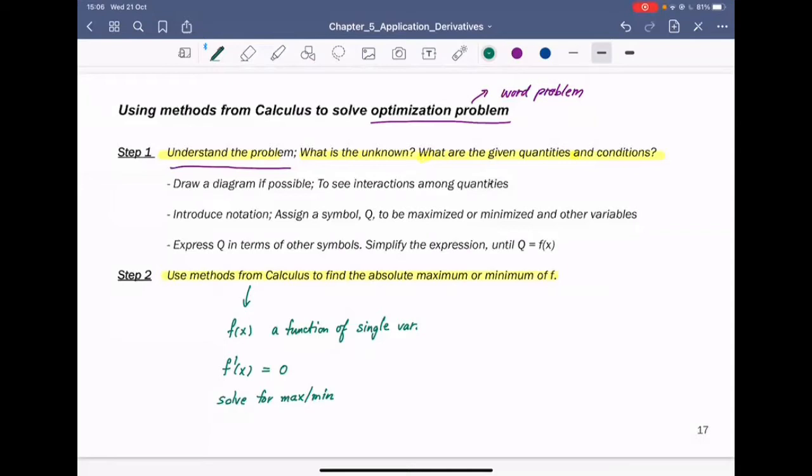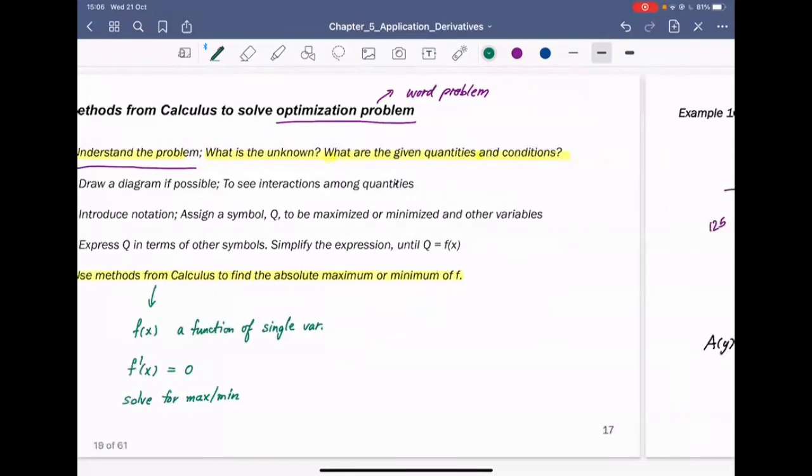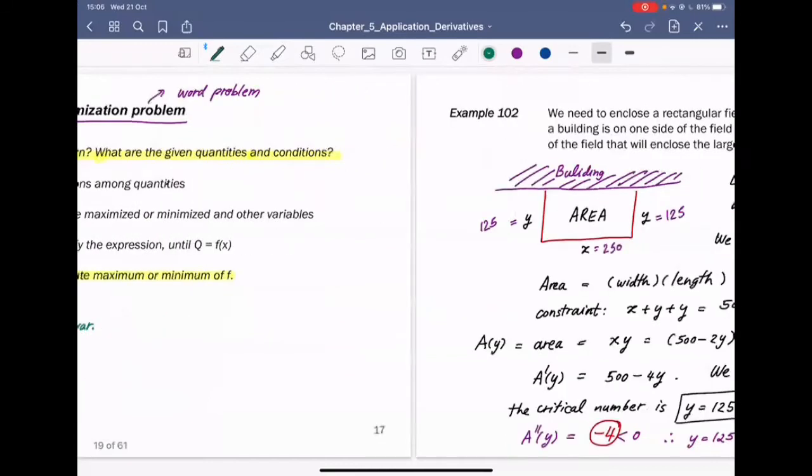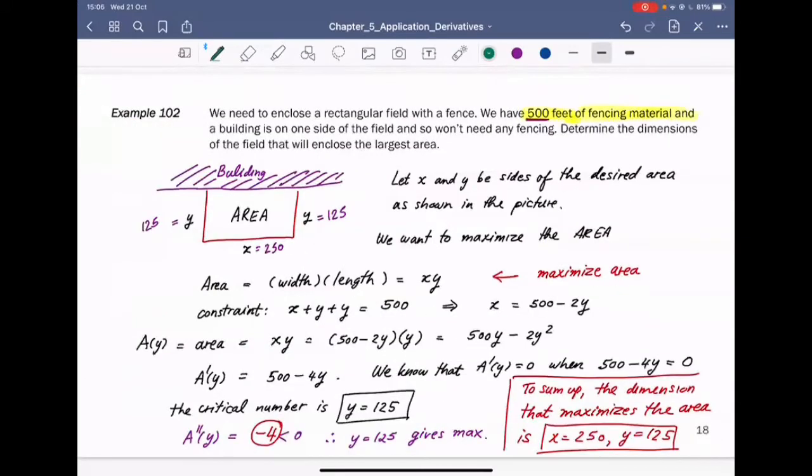So we're going to look at 2 more examples. Example 102 is what we did last time. I just showed you how to use calculus to maximize the area of the field, and you can see that in this example we have the constraint that the length of the fence is 500. So let's do 2 more examples.